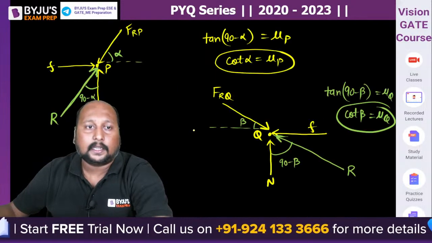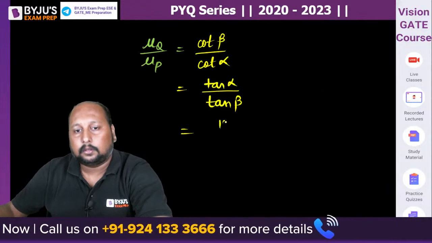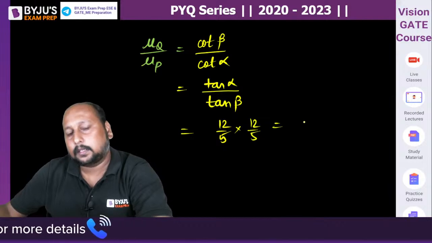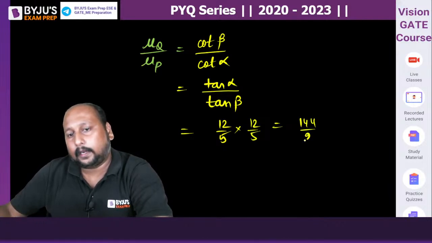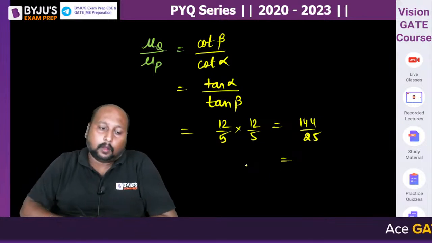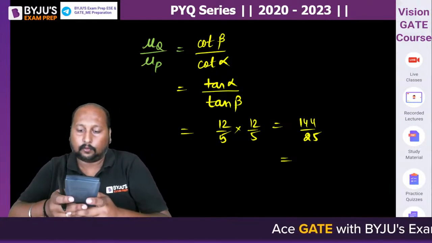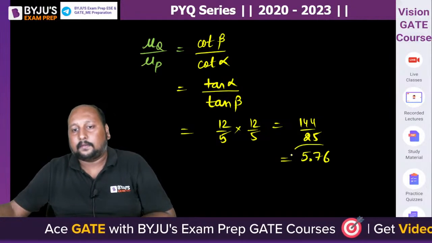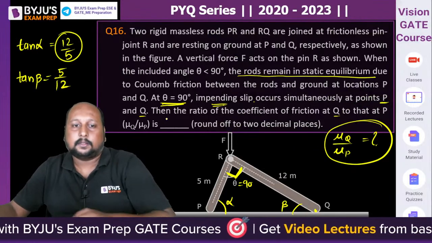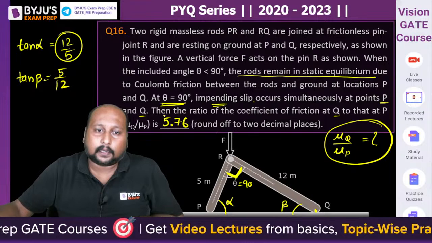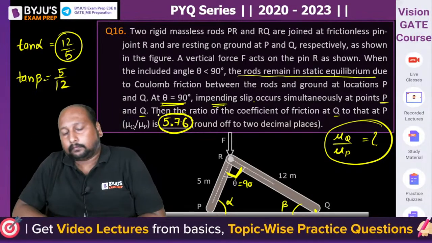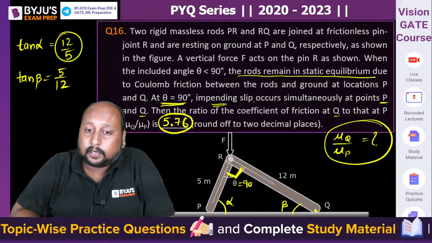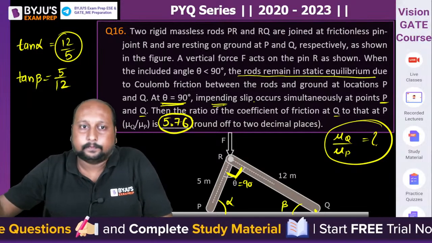What is tan alpha? Tan alpha is equal to 12 by 5, and tan beta is 5 by 12. So this is 12 by 5 into 12 by 5, which is 144 by 25. Tell me, what is the nearest value? 144 divided by 25 is 5.76. They are asking up to 2 decimal places, so 5.76 is the correct answer. 5.76 is the ratio of the coefficient of static friction of Q divided by P. Done? Let's move ahead.